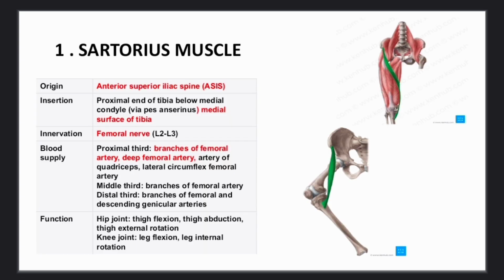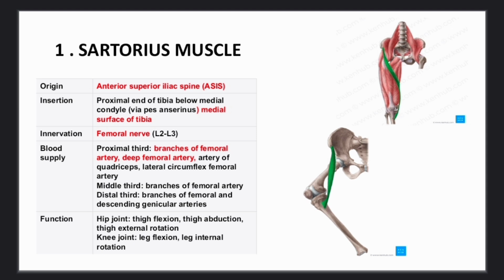First one is the sartorius muscle. Sartorius muscle origin: it originates from the anterior superior iliac spine, that is ASIS, and inserts into the proximal part of the medial surface of the tibia just below the medial condyle, as a part of pes anserinus. Nerve supply: the sartorius muscle is supplied by the femoral nerve and its branches, okay? Just remember femoral nerve. And blood supply is provided by the branches of the femoral artery and the deep femoral artery.